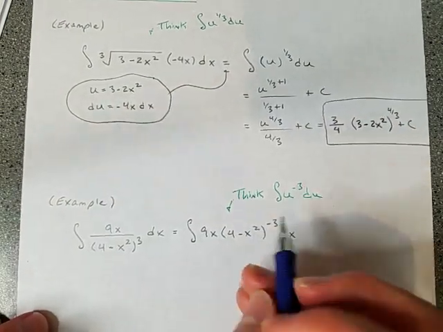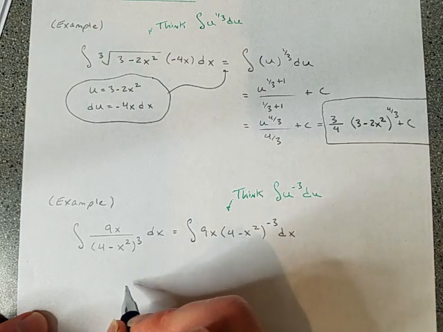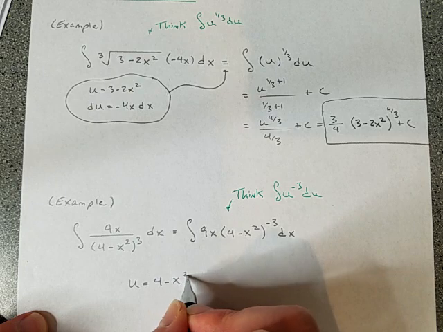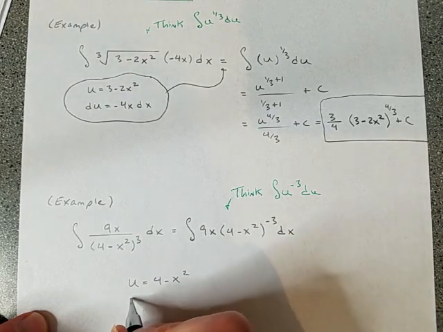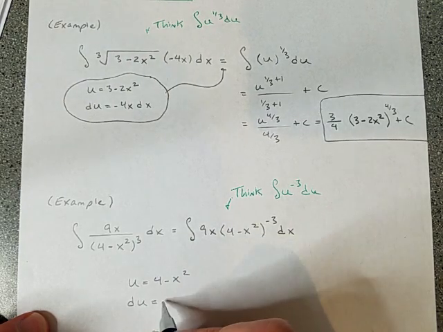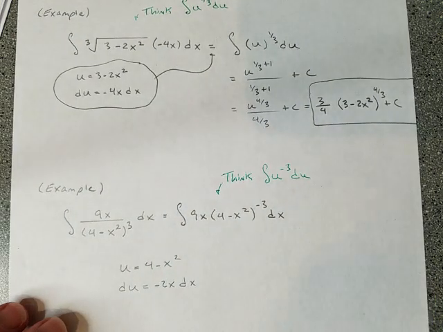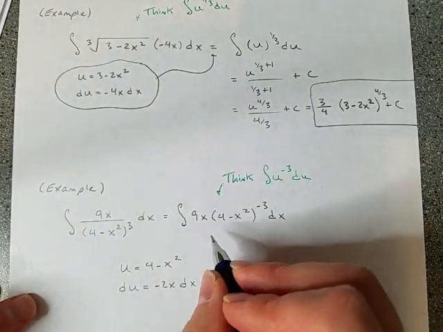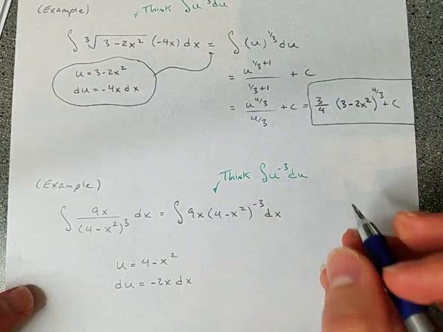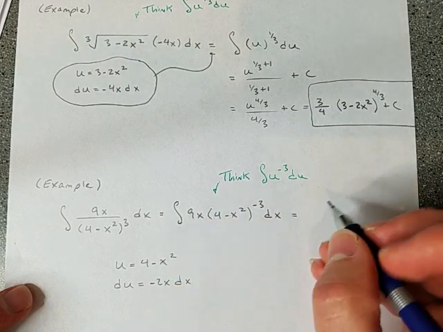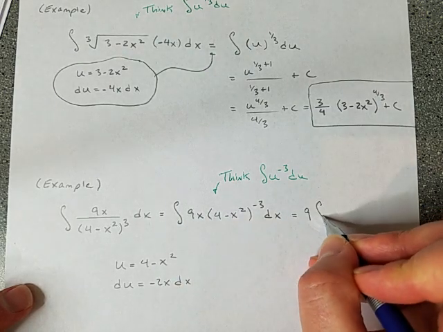So let's do that. Let's choose this part in here to be u. So we'll let u be 4 minus x squared. Okay? As a result, du will be negative 2x dx. All right. Now, I'll do a little rearranging at this point. Okay? That 9, that constant, if I want to, I'm free to factor that out like so.